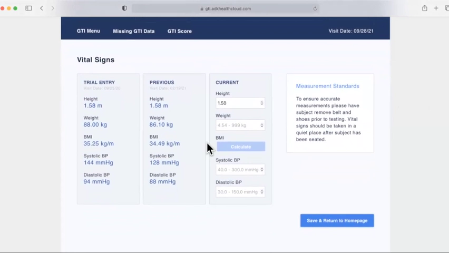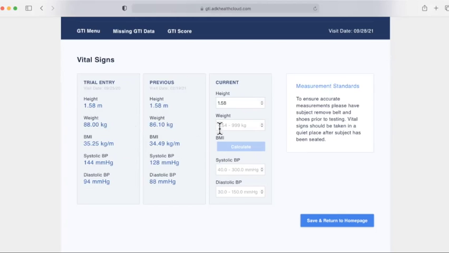Now we move to the vital signs. And again, this is all being done by the coordinator. You can see that the digital platform has recorded the patient's vital signs at trial entry. On the left, the patient is quite heavy with a BMI of 35.25 at baseline, and a little bit lighter on follow-up with a slight reduction in the BMI.